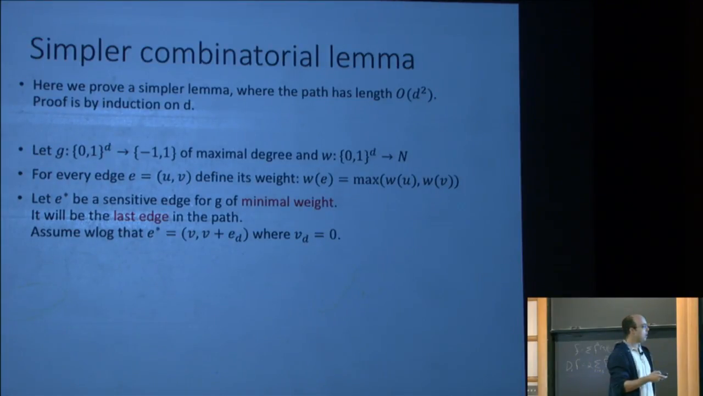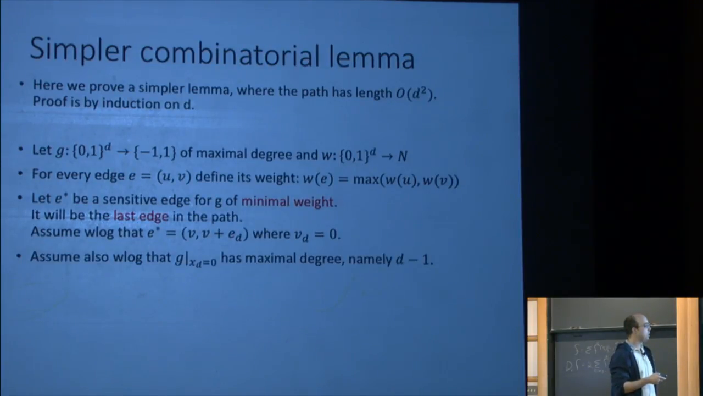Let me just simplify my life. Let's use this edge. What it does is flip the last bit, the D-th bit. I can choose whichever one I want to be V, so let's use that V has a D-th bit being 0, and obviously the other one has a D-th bit being 1. So this is our last edge in the path.